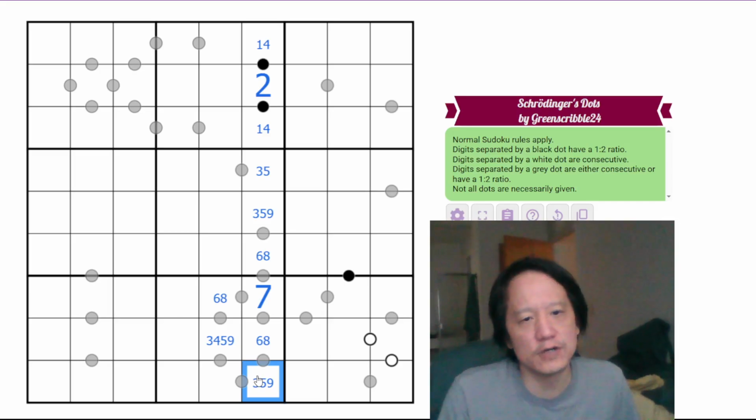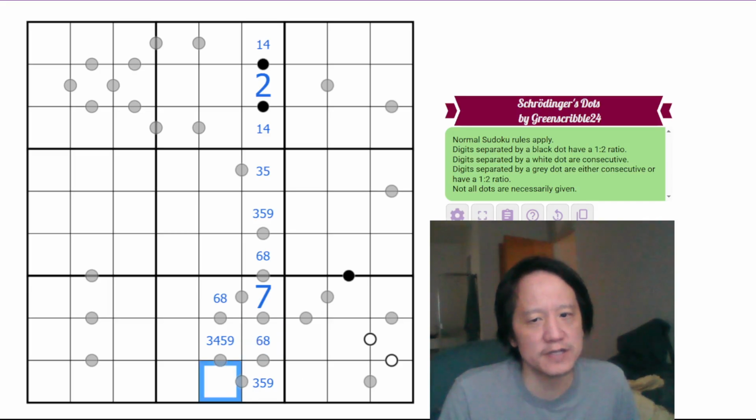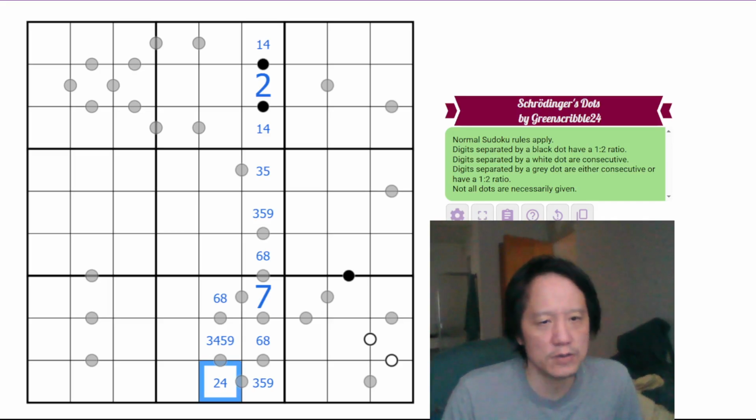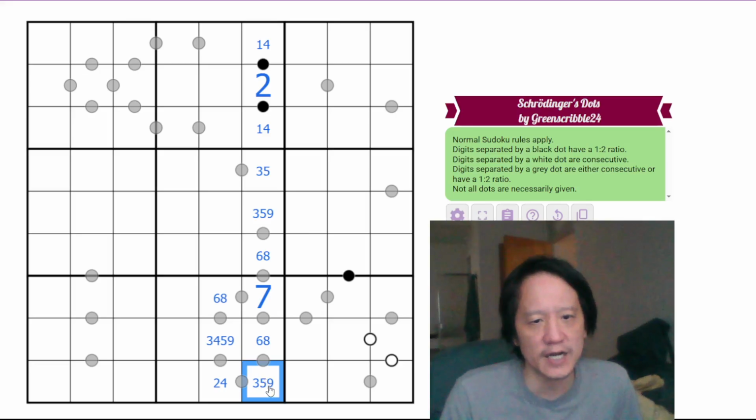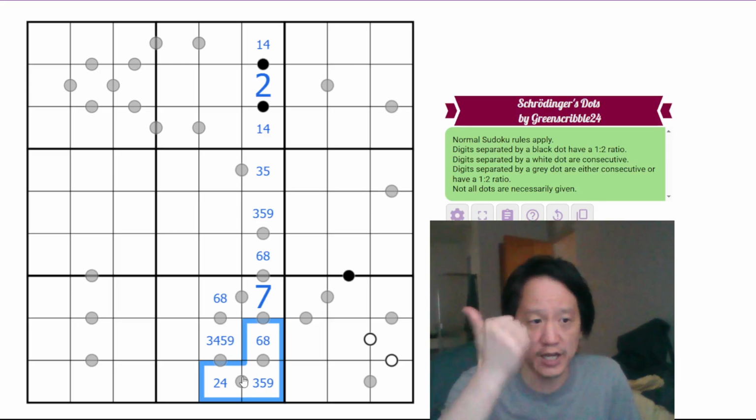Three, 5, or 9. If this is 3, that's in a 1 to 2 ratio with 6. So it would have to be consecutive with 2 or 4 here. If it's 5, that would mean that's 6, which means this has to be a 4, because 5 is only consecutive, and this cannot be 9. If this is 9, it has to be consecutive with 2 other digits, which is not allowed, because it's only consecutive with 1 digit, 8.